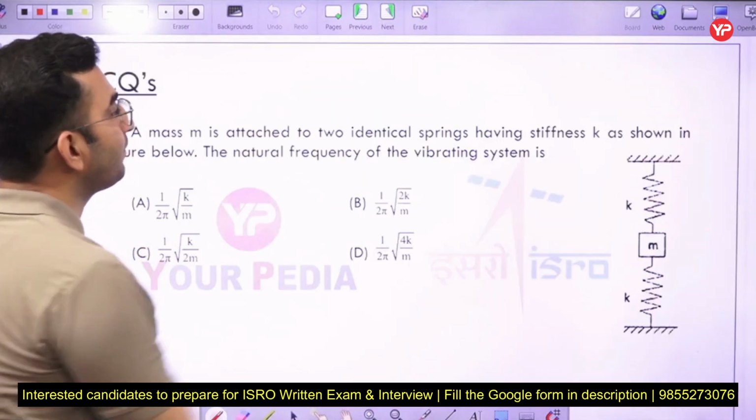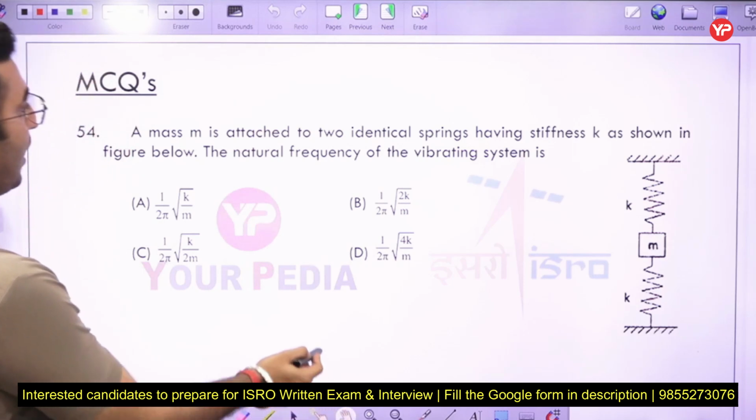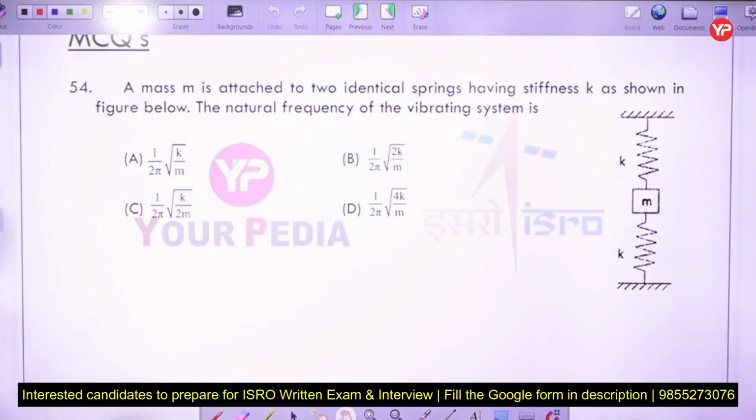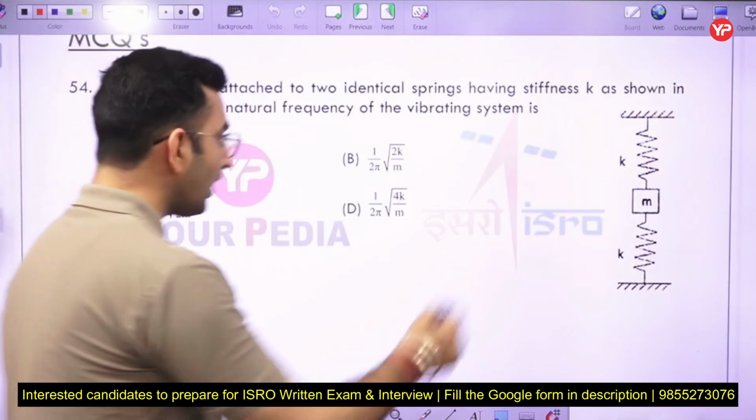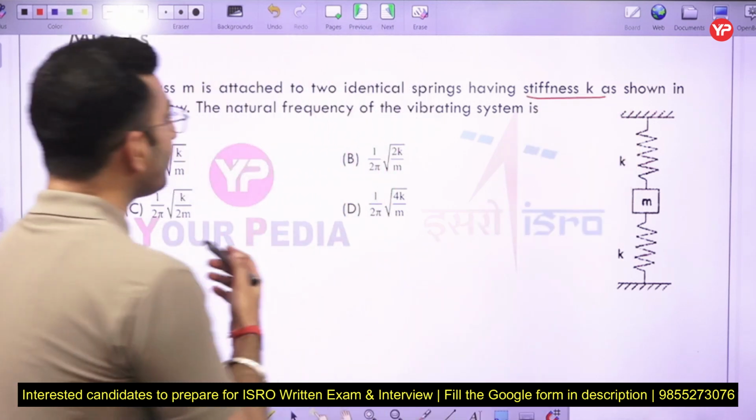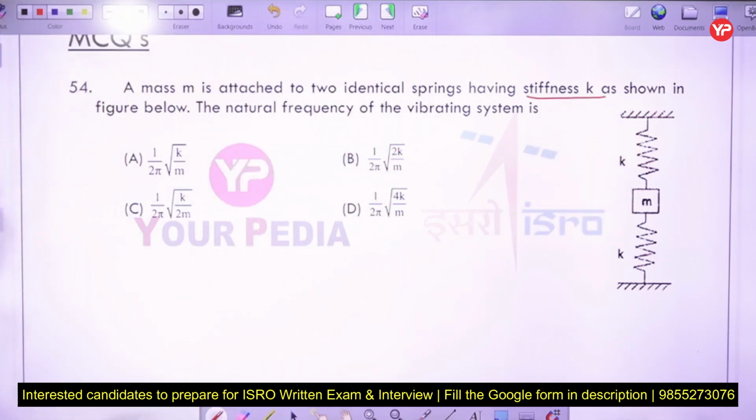Now the next part. A mass m is attached to two identical springs having stiffness k as shown in the figure here. What will be the natural frequency of the vibrating system? So that's a very simple question.